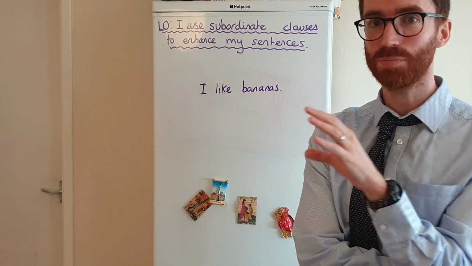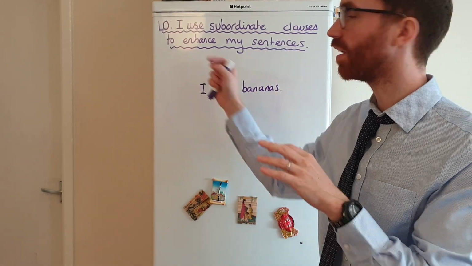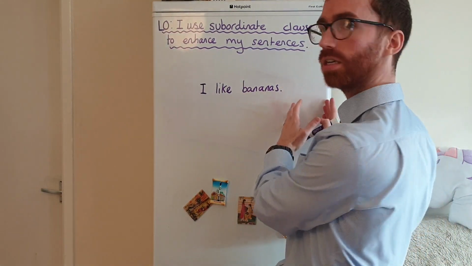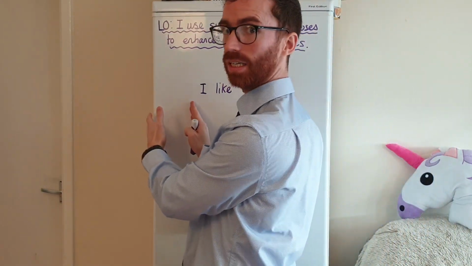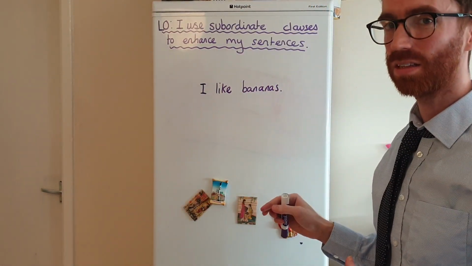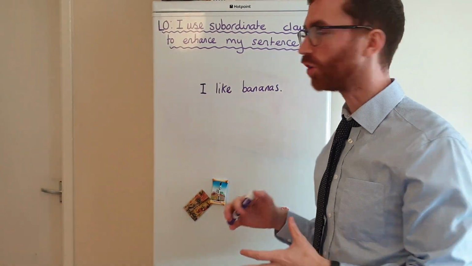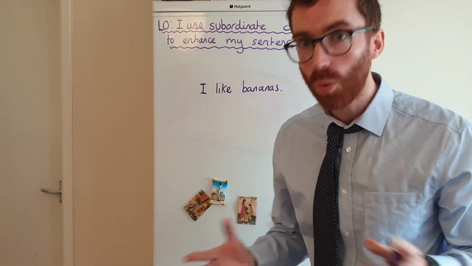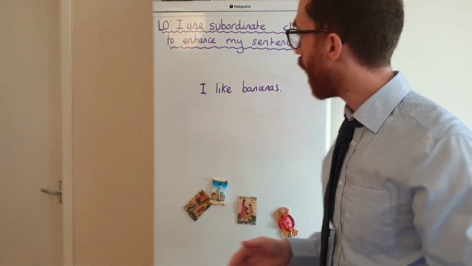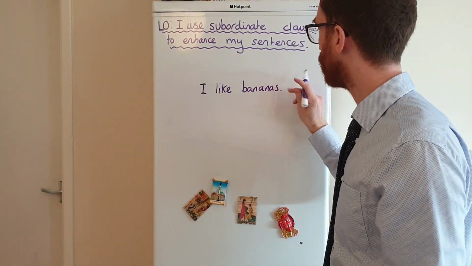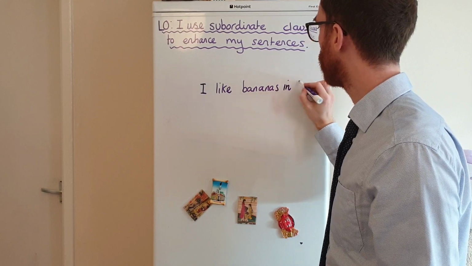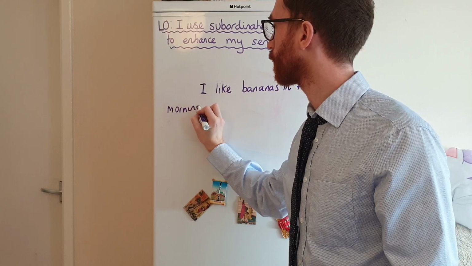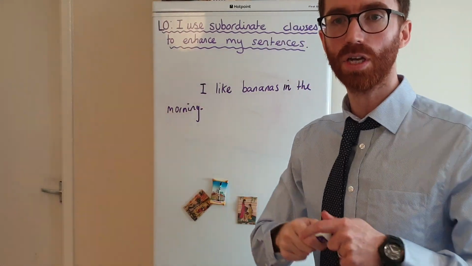And remember, the key objective today is enhancing our sentences. So what I need to do is I'm going to add either a little bit to the end or a little bit to the beginning to improve that sentence and make it a little bit more like a year 3-4 sentence. So, I like bananas. Well, when do I like bananas, for example? I could say I like bananas in the morning. Okay, I like bananas in the morning.